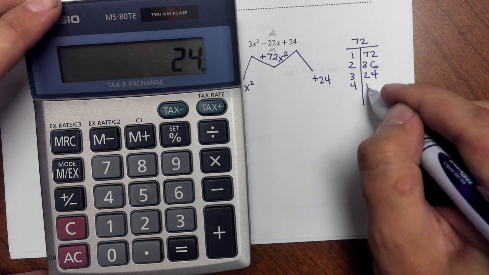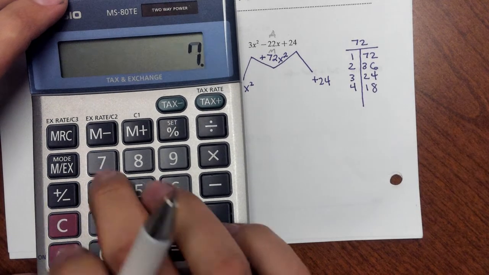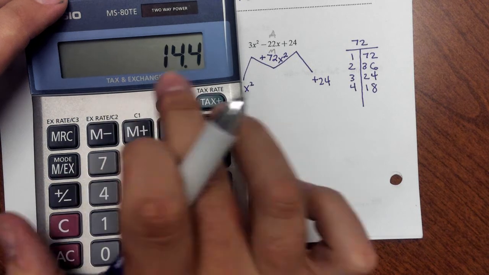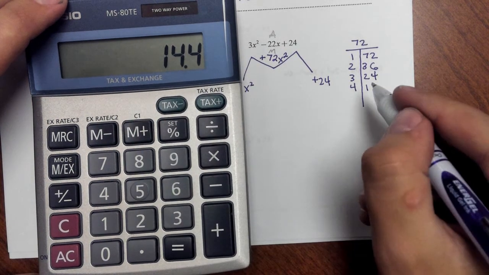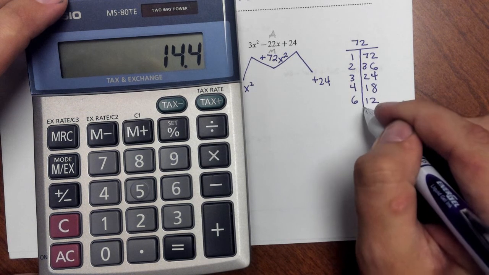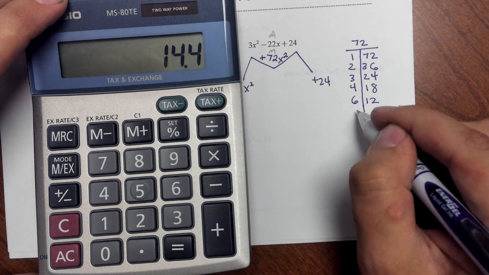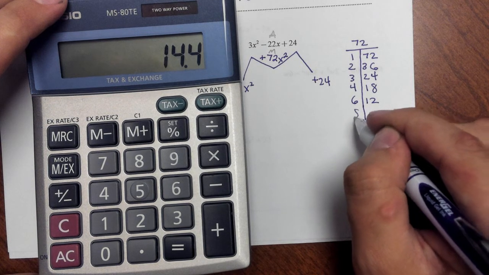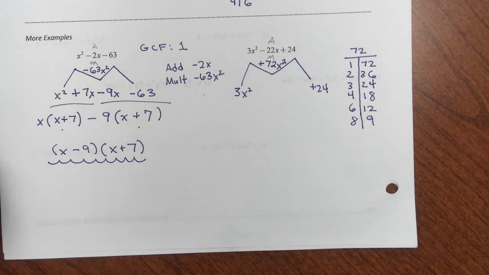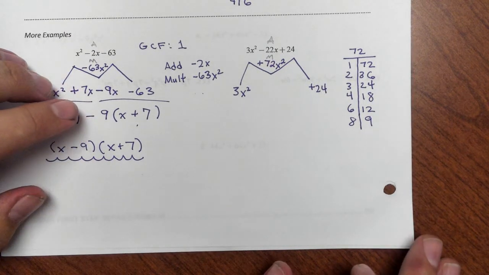4 will go into 72 18 times. You can go ahead and try, but of course we know that 5 does not go into 72. So 14.4, I don't want that. And you can keep going. 6 will go into 72 12 times. And of course the one from your multiplication tables that we should really remember is that 72 is 8 times 9. 7 does not go into 72. So those are all of the factor pairs that give me 72.